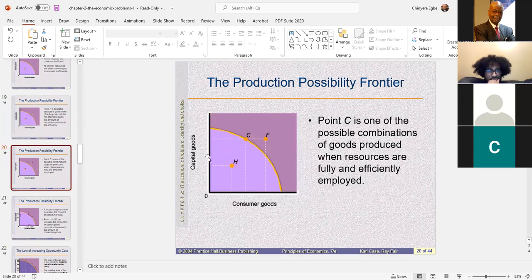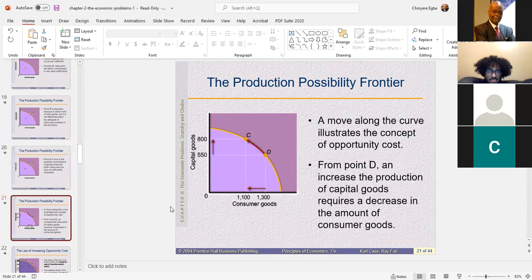Now, if you go to the next slide, you can see that the point C is a feasible point. Any point on the production possibility curve is feasible. Any point outside, like F, is not feasible. It's not possible. Any point inside, you are not making full use of your resources. As you can see, point C is feasible. Point D is also feasible.